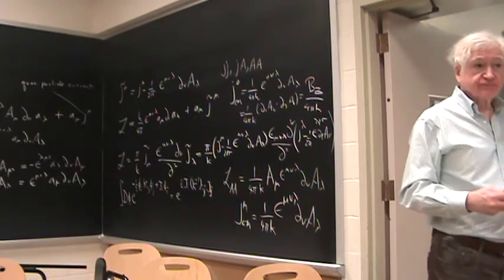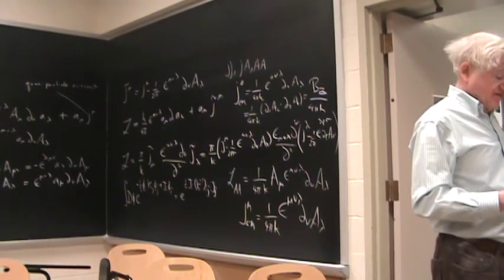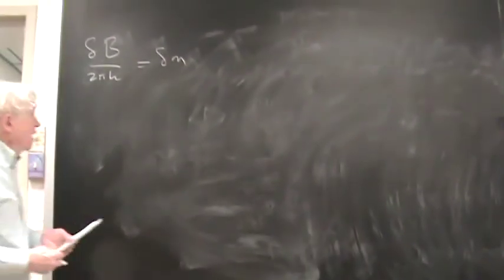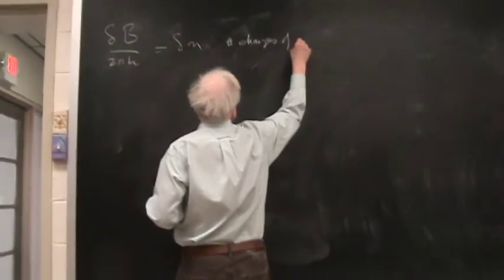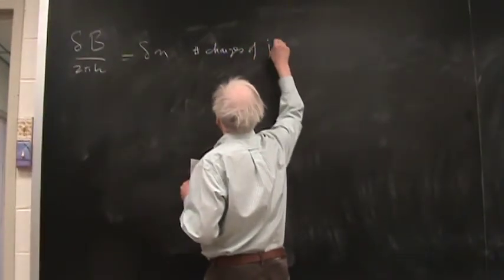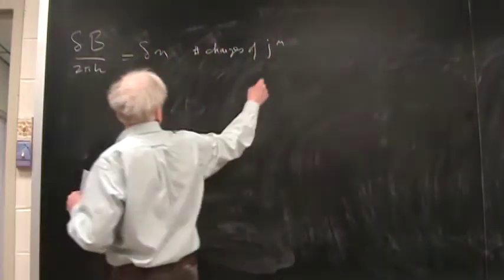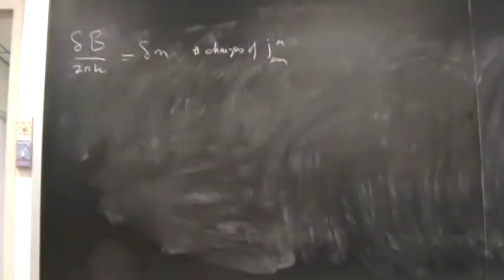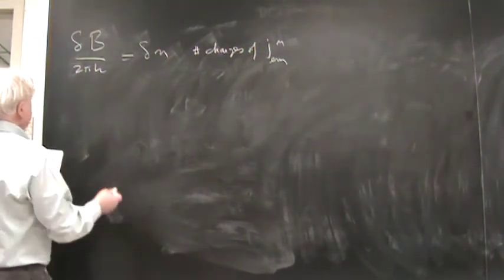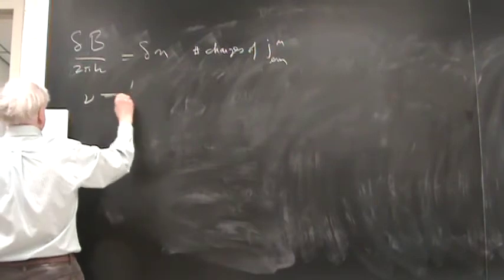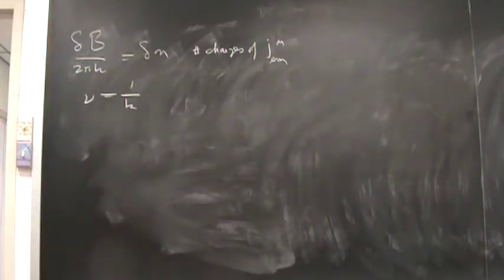Well, but what's that amount? What's n? Number of charges of this J mu EM. This J0 EM is Bz over 4 pi k. And so Z concludes then that the filling factor nu is 1 over k. It's not obvious to me that that's so, but apparently that works.